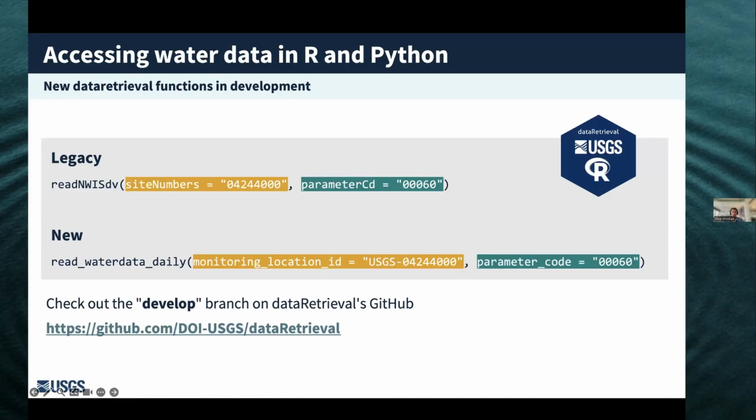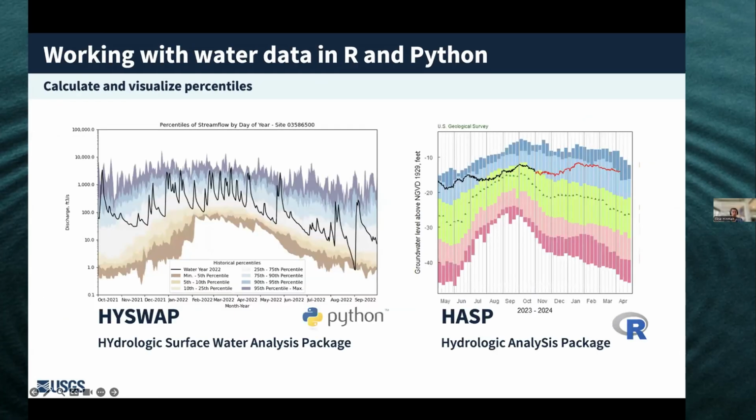Read_water_data_daily, on the other hand, returns a flat or long format, where if you were to request multiple P codes worth of data, each value for each P code would show up in its own row defined by a date, site, and P code. If you want to try out these functions as they come online, I suggest following the develop branch of data retrieval on GitHub. That's where the new functions get their soft launch, and you can try them out and provide feedback. Next slide.